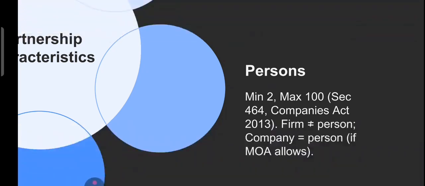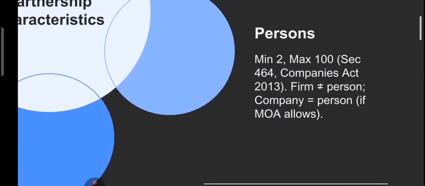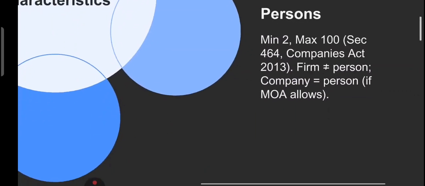Minimum how many should there be? 2 persons. Maximum? 100 persons, as per Section 464 of the Companies Act. Also remember, a firm is not a legal person but a company is a legal person, if the Memorandum of Association allows it. MOA stands for Memorandum of Association. Minimum 2 in a partnership, maximum 100 in a partnership.